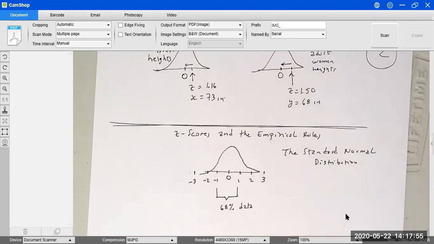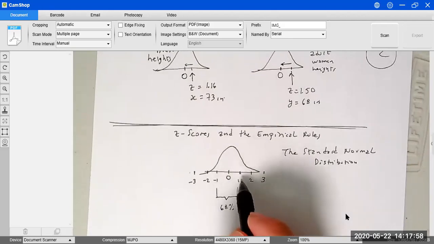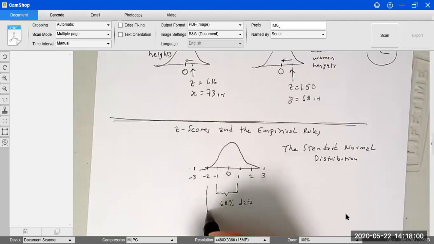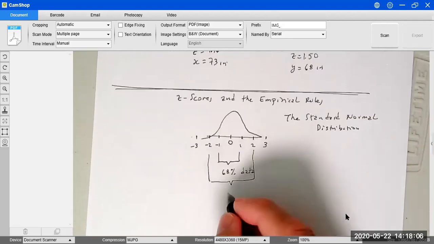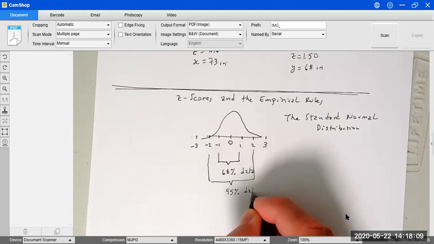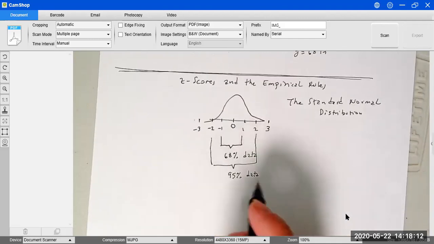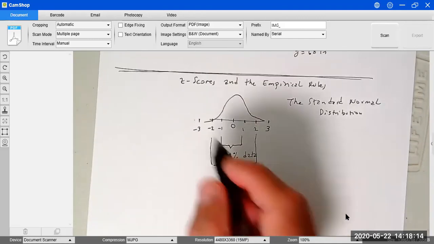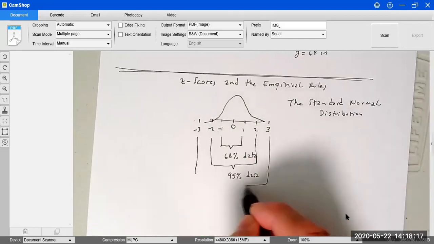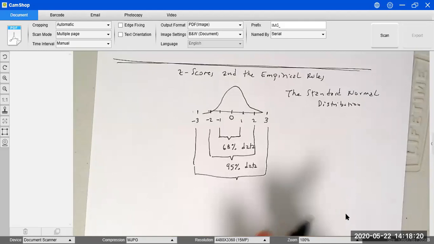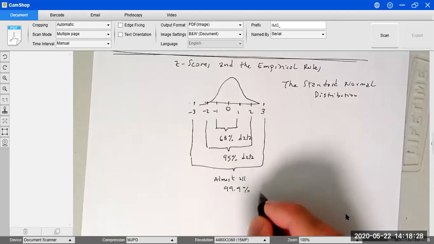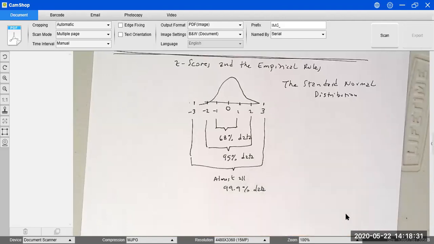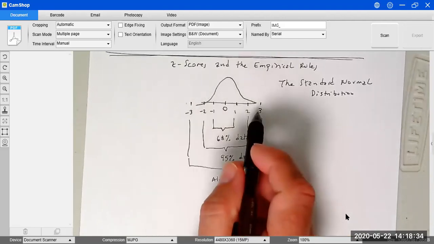So 68% of the data is gonna be between these two values, -1 and 1. Between -2 and 2, we're gonna find 95% of the data. And finally, between -3 and +3, you're gonna find almost all the data, almost all. So something like 99.9% of the data is gonna be between -3 and +3.